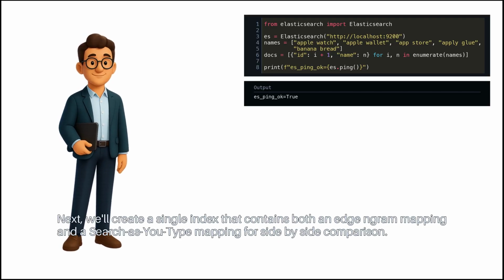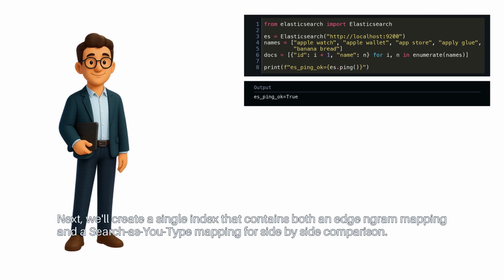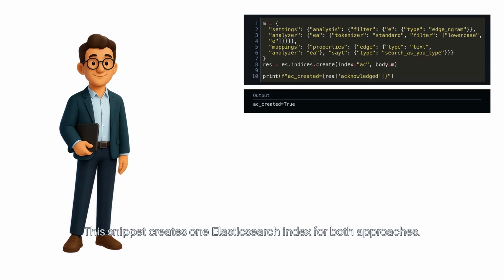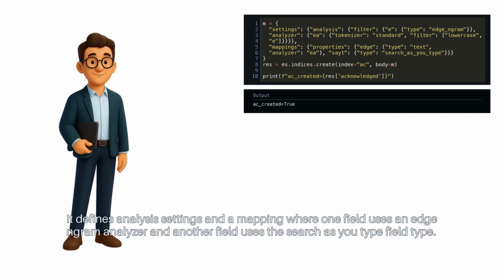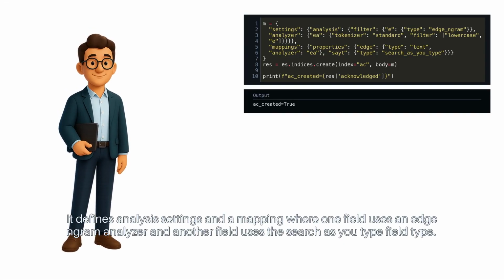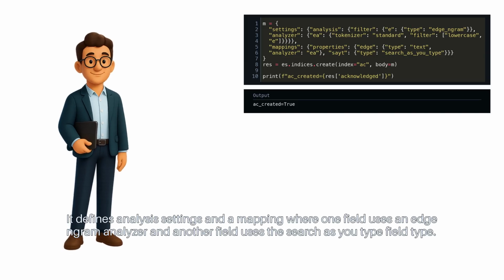Next, we'll create a single index that contains both an Edge Ngram mapping and a Search as You Type mapping for side-by-side comparison. This snippet creates one Elasticsearch index for both approaches. It defines analysis settings and a mapping where one field uses an Edge Ngram analyzer and another field uses the Search as You Type field type.